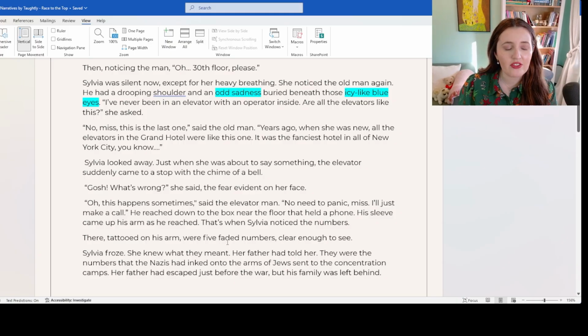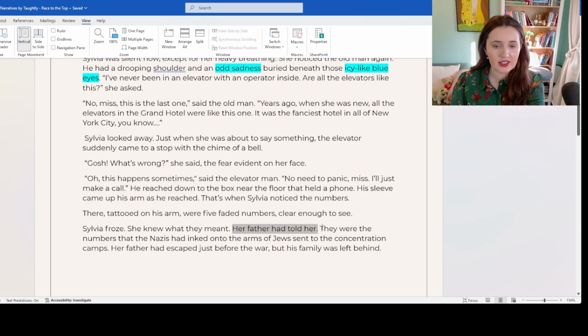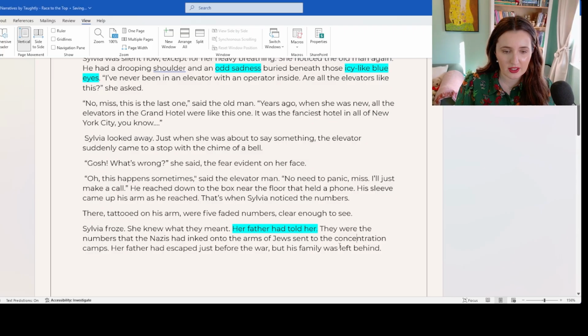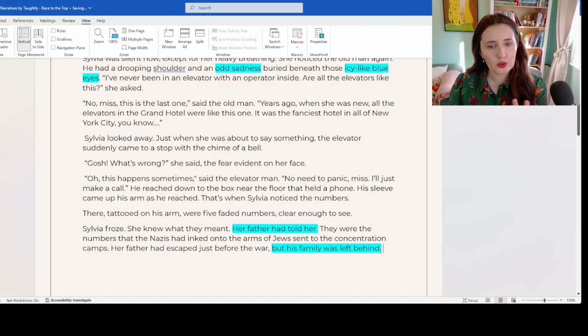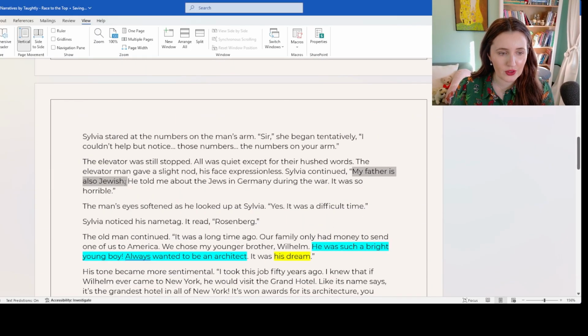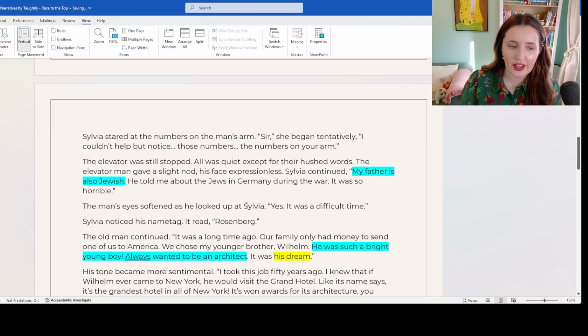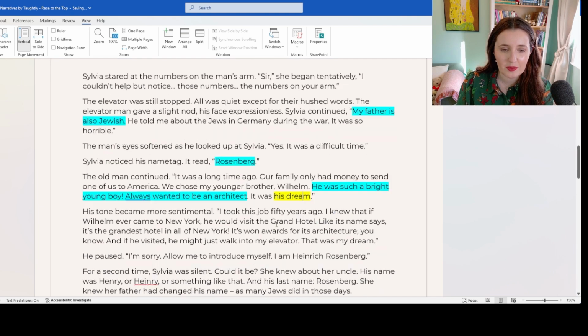The other clues that we've got are the references to World War II and Jews. The fact that Sylvia's father had told her what the tattoo numbers on his arm mean is a really big clue, because that suggests that the father knows something about that, and how could he know something about that? And also we learned that her father had to leave his family behind. So by the time we get here, we're like, ooh, maybe they could be related, but we're still not sure. Then we learn that her father was also Jewish. So there's an even higher chance that these two men could be related. And we get the clue of Rosenberg and Rose, right? Two surnames being very, very similar to each other.